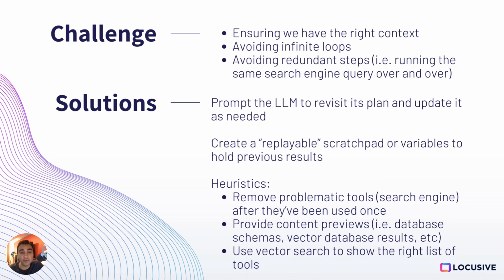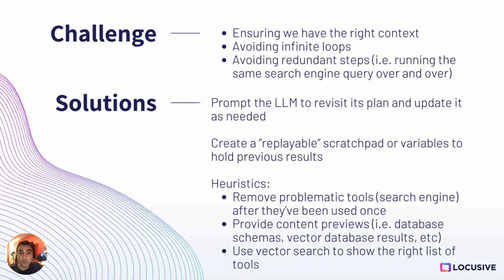And then you can also have heuristics. And I'd argue that if you're building fast and you're trying to iterate quickly, heuristics go a long way. For example, in our previous example, we maybe used a search engine. Maybe we don't want to use a search engine a second time. So we just completely remove it from the list of tools that the LLM has access to choose from.